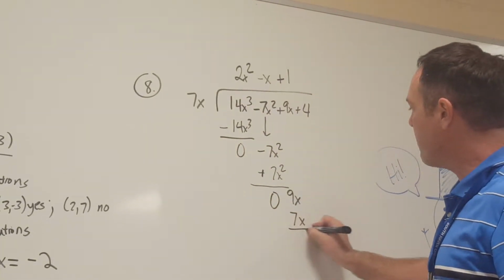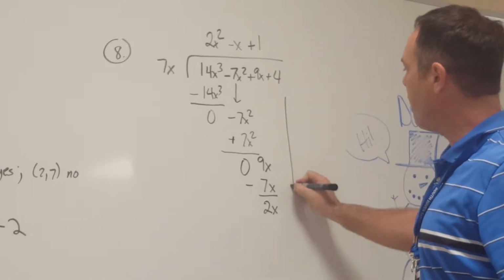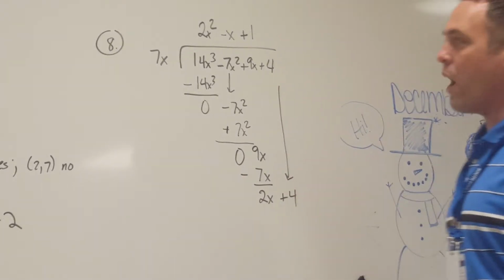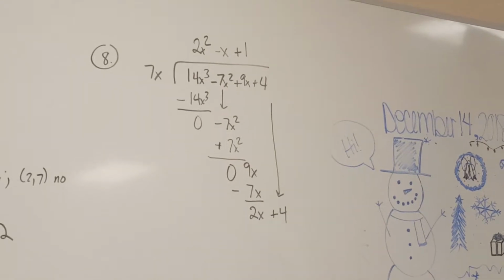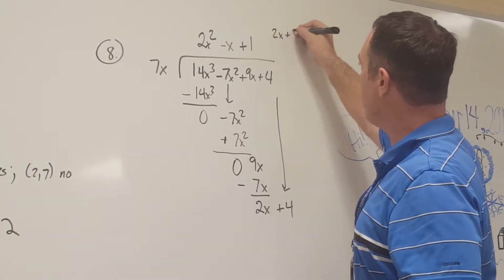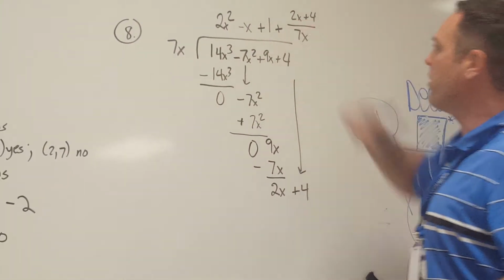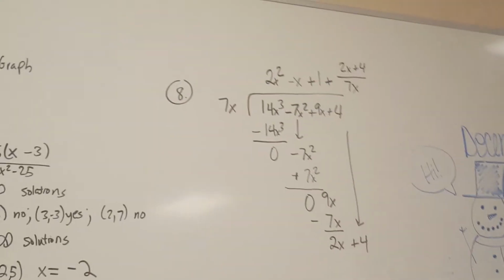Okay, so we subtract 7x, we get 2x. We bring down the plus 4. Okay, that will be my remainder. So my remainder, just like you would write a normal remainder, you write this in the numerator, divided by that 7x. That's what you have left over. Okay, plus that.